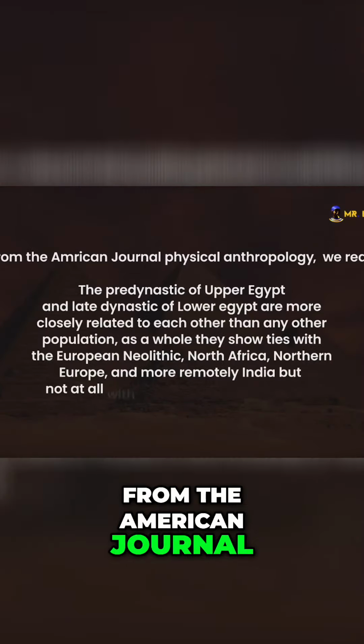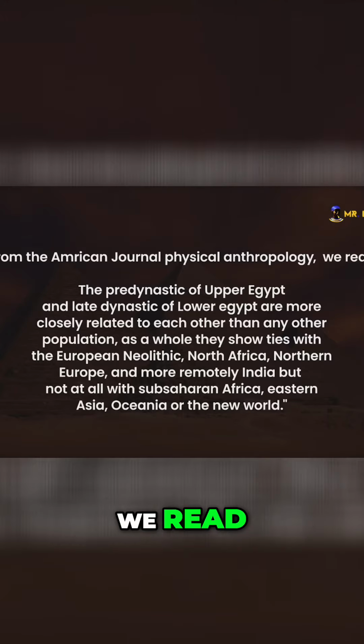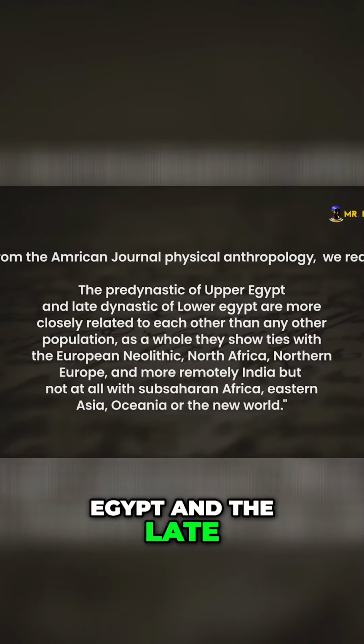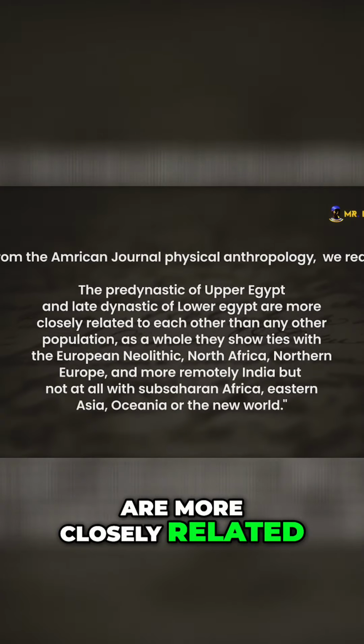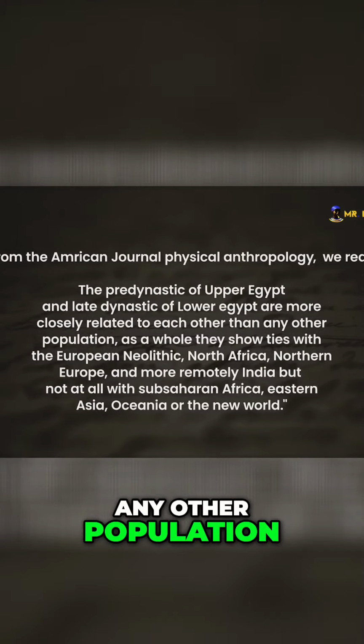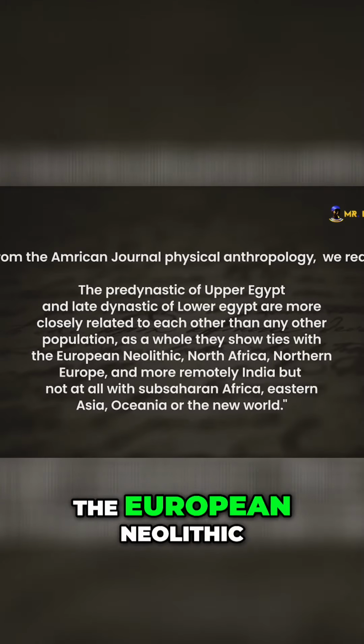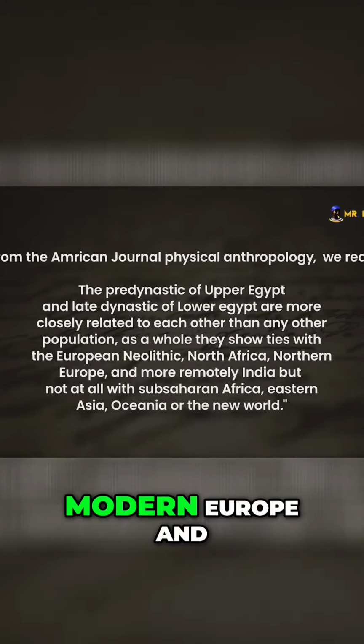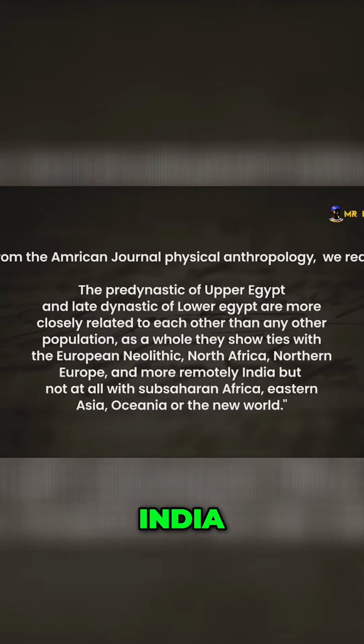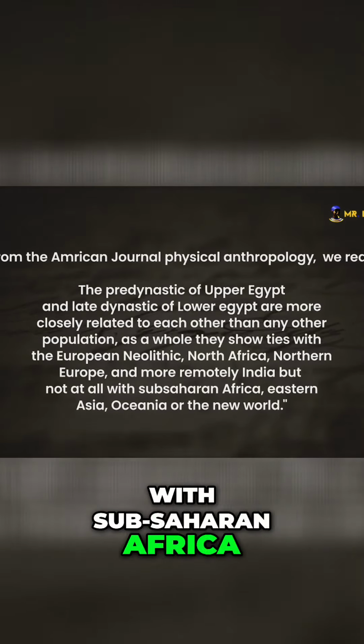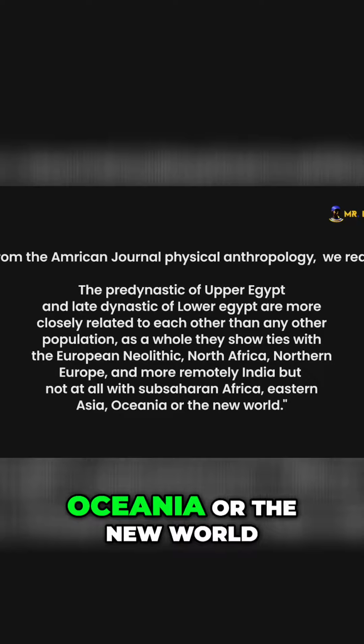From the American Journal of Physical Anthropology, we read, "The pre-dynastic of Upper Egypt and the late dynastic of Lower Egypt are more closely related to each other than any other population. As a whole, they show ties with the European Neolithic, North Africa, modern Europe, and, more remotely, India, but not at all with Sub-Saharan Africa, Eastern Asia, Oceania, or the New World."